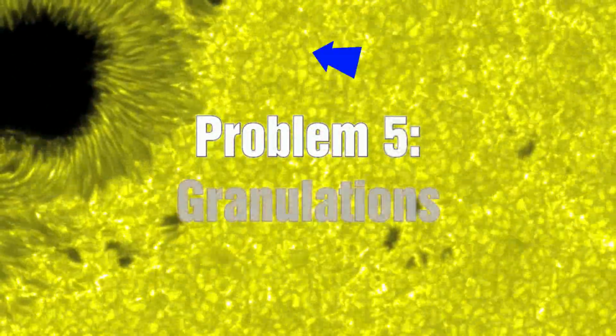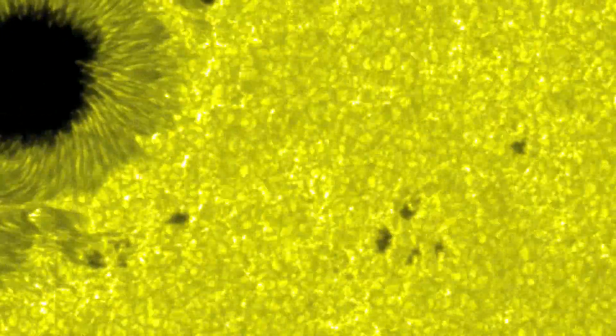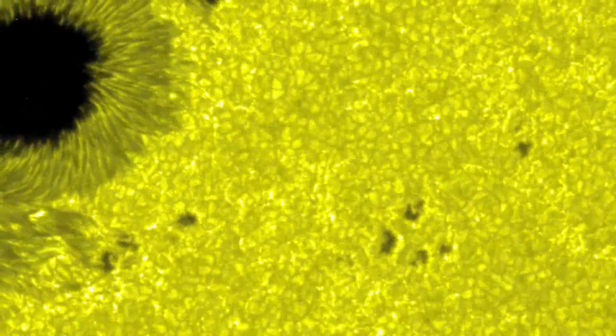The final problem is granulations. When we examine the surface of the sun, we observe what are called granulations, and they are described in the standard models as the tops of the convection columns. Now, the problem is that these columns are way too stable to even exist.